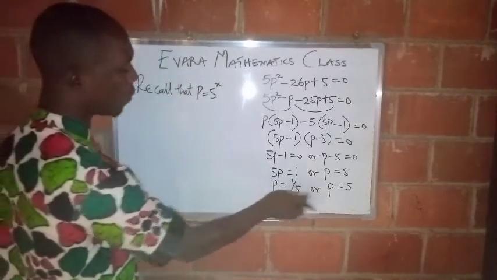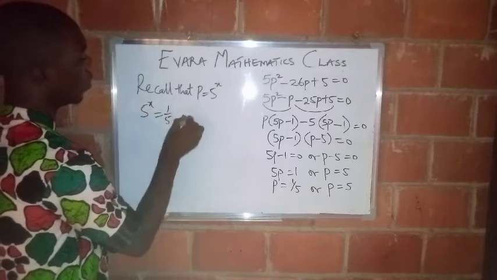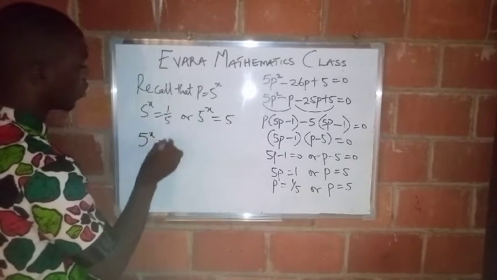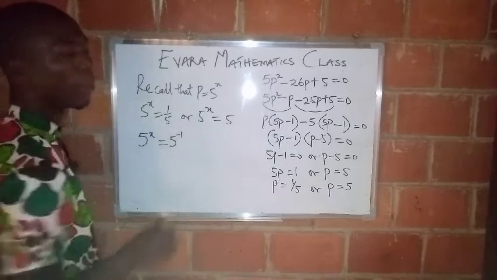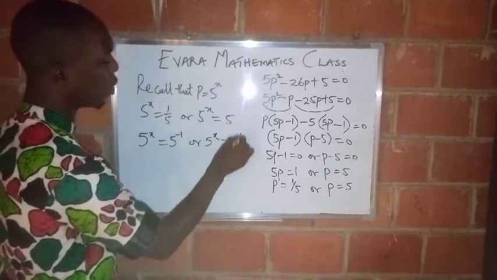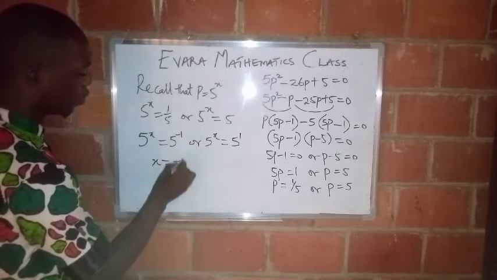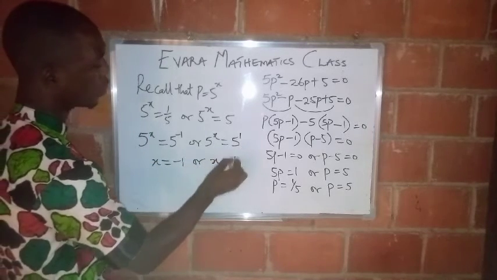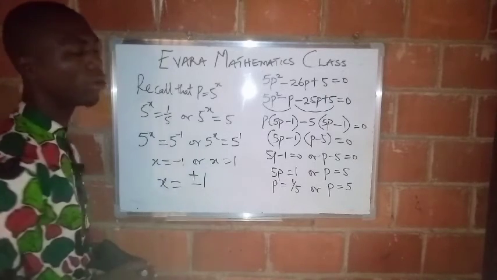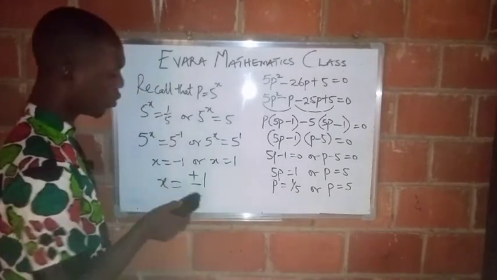So since p is 1 over 5 or 5, it means 5 raised to the power of x is 1 over 5, or 5 raised to the power of x is equal to 5. So 5 raised to the power of x equals 1 over 5 is the same thing as 5 raised to the power minus 1, or 5 raised to the power x equals 5 raised to the power 1. So now that the bases are equal, the powers are also equal. You can say x equals minus 1 or x equals 1. Or simply put it as x equals plus or minus 1. So the values of x that satisfy that equation is plus or minus 1.